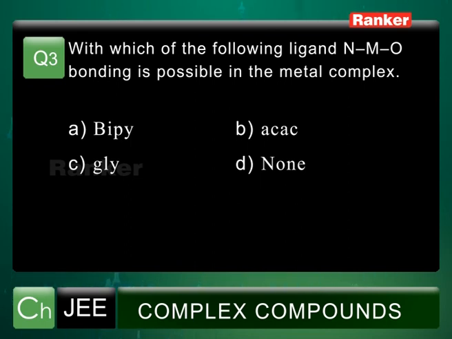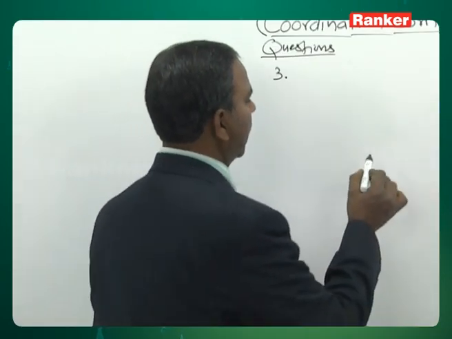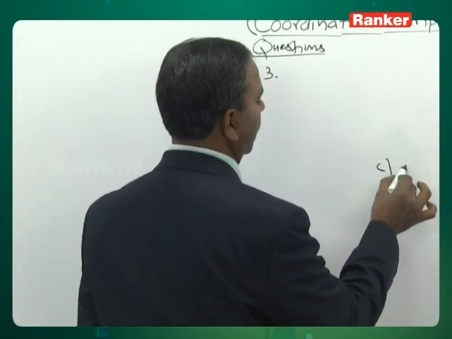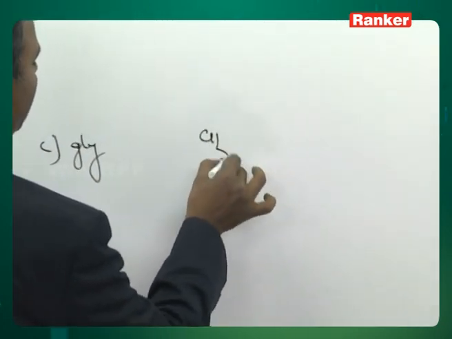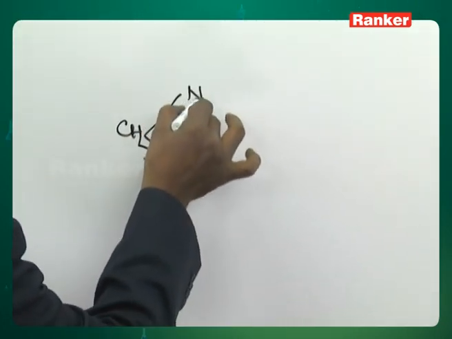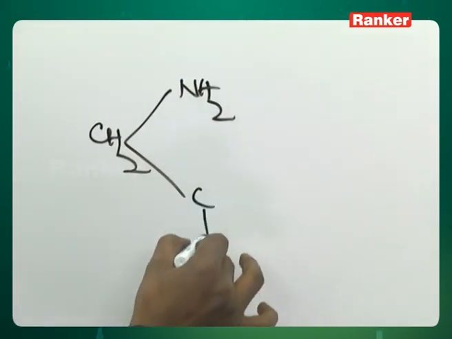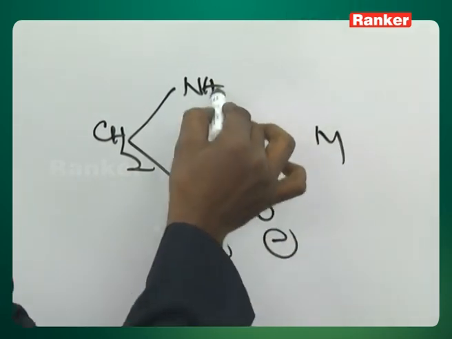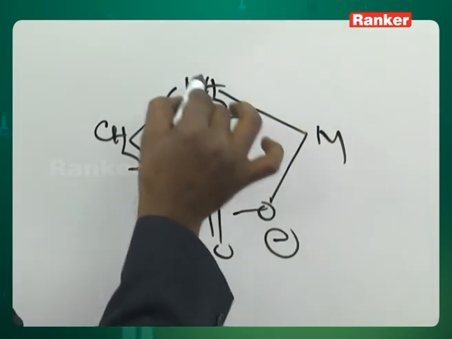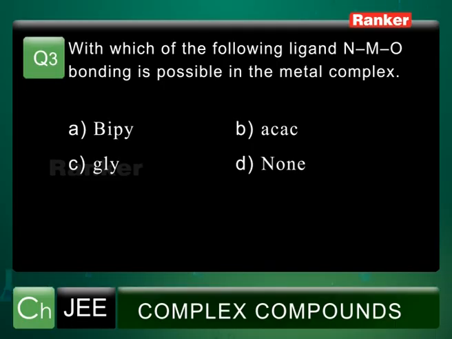Coming to C, glycinato. This is what? Gly. You know the structure of this particular ligand? Yes, already given to you clearly. This is what? NH2 and C double bond O minus. See, suppose the metal is there here, N-M-O. So here the answer is what? C.